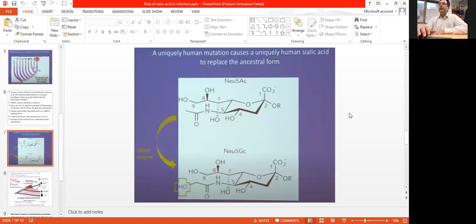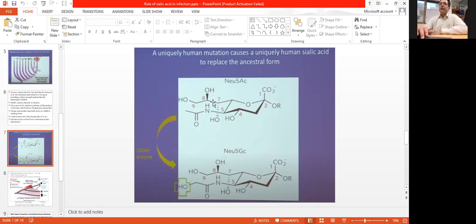Now, if you look at this particular image, it's a uniquely human mutation that causes a uniquely human sialic acid to replace the ancestral form. At the top is Neu5Ac. This form of sialic acid is formed inside human beings, and Neu5Gc is another form which is found in other mammals. Okay, this one, Neu5Ac, is found only in human beings.